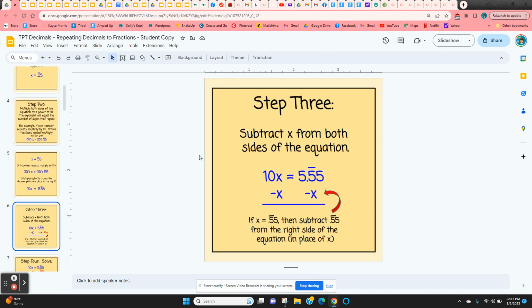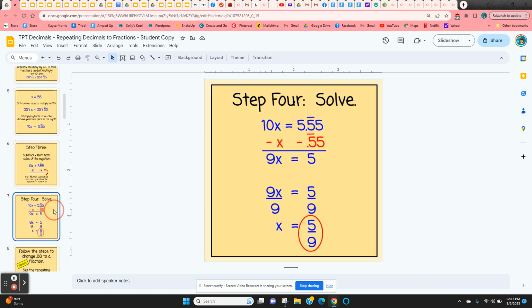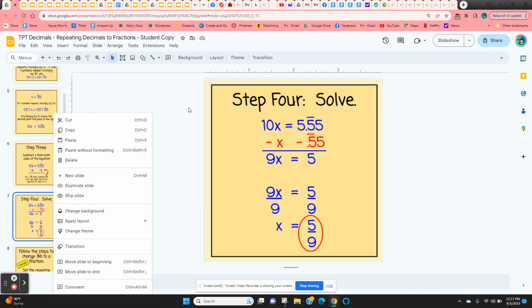Step 3, you're going to subtract x from both sides of the equation. Now this can be a tricky part because on the left-hand side of the equation, you're just going to subtract 1x. On the right-hand side of the equation, you're going to substitute x for 0.55 repeating, because we know that x equals 0.5 with 5 repeating. And the next slide will show them how this works.